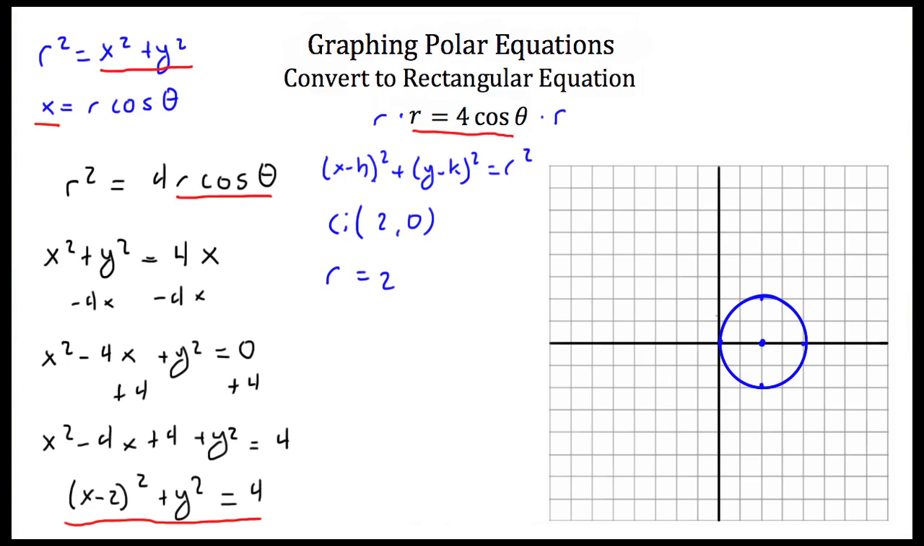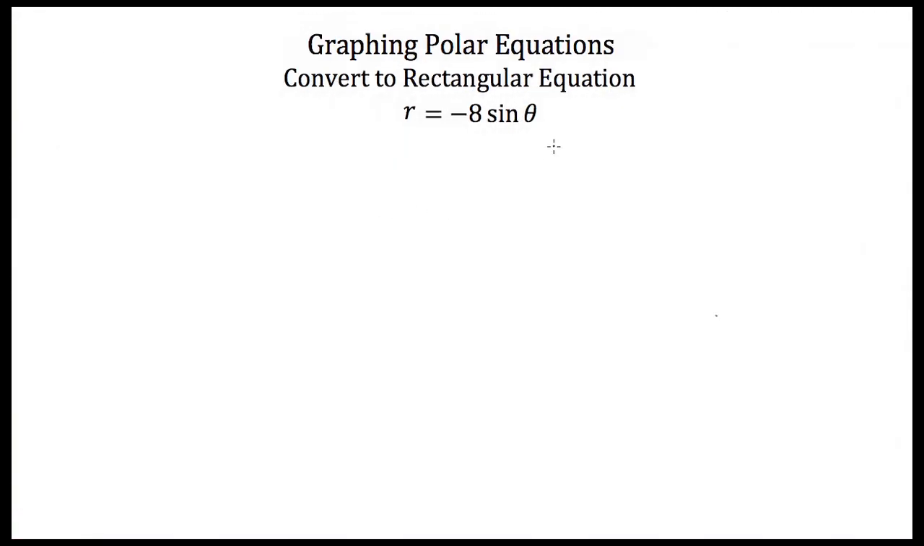Realize that x is equal to r cosine of theta. So the fact that there's a cosine here gives us a clue that we're going to move this circle in the x direction. Now here we have the equation r is equal to negative 8 sine theta. Well, I'm thinking that this is probably going to be a circle as well, because the previous one was r is equal to some number times the cosine of theta. But we can check, multiply both sides by r.